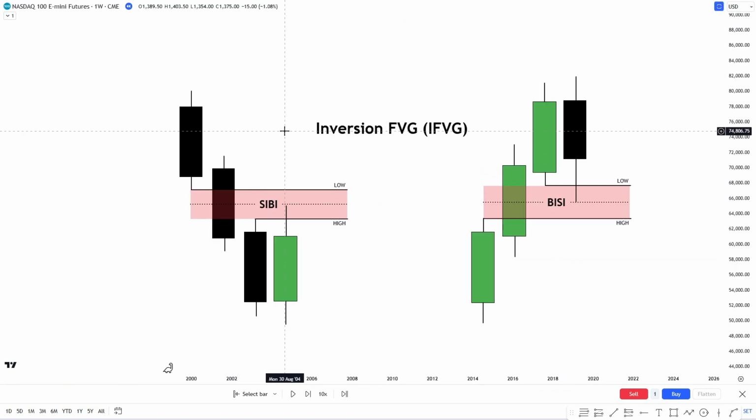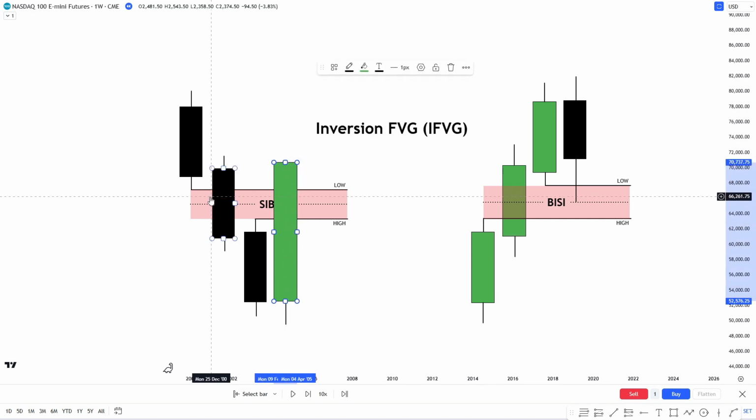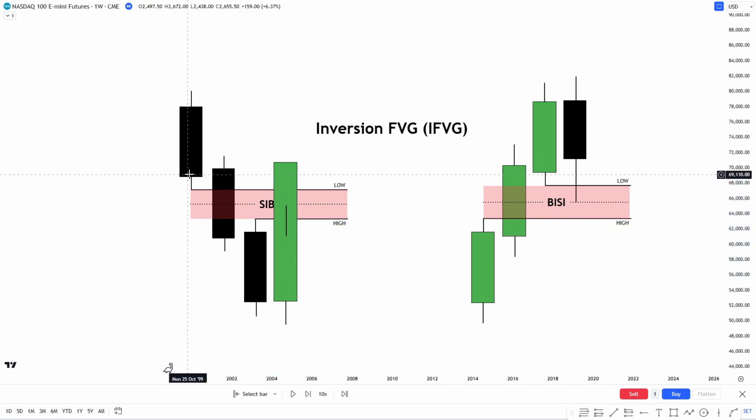Now let's go over what is an inversion fair value gap, or IFVG for short. So with inversion fair value gaps, once we've already identified either a SIBI or BISI, and we see price now close above the SIBI or BISI, like shown here for a bullish example, we can see that this SIBI has been disrespected. We closed above it, and this can now be treated as an inversion now.